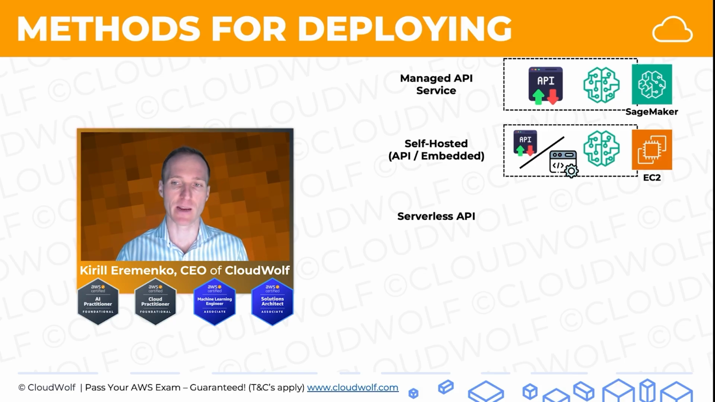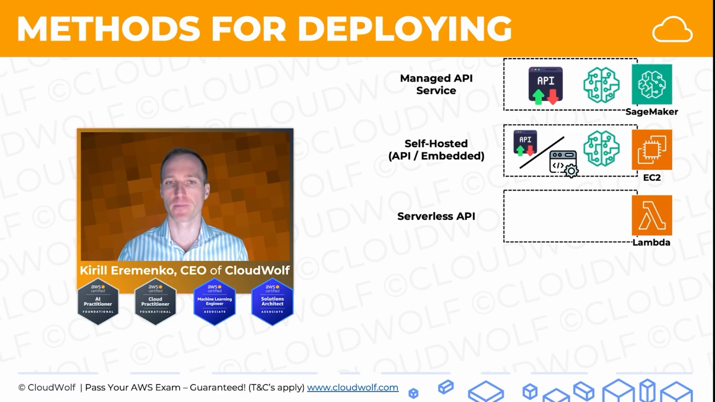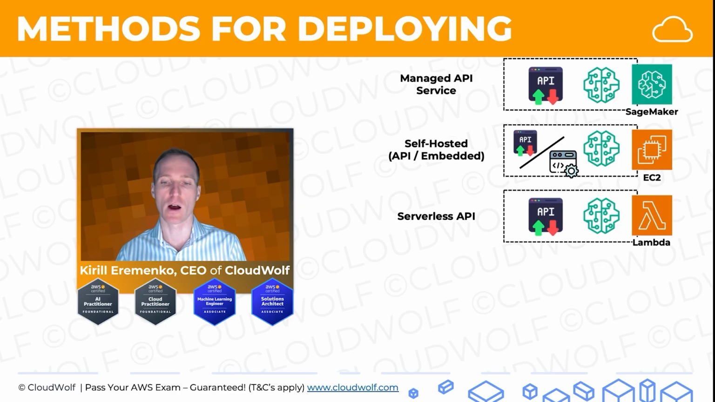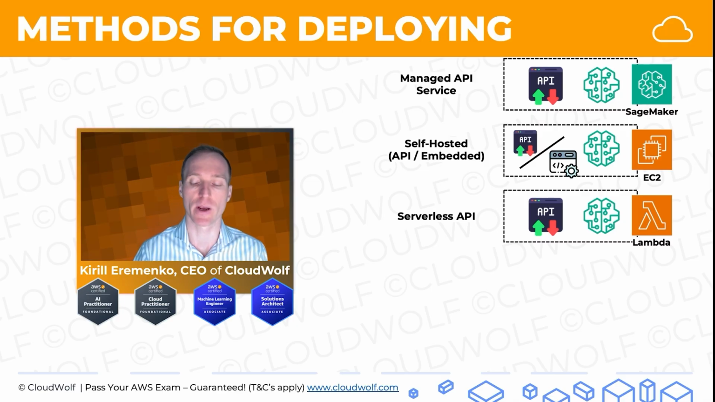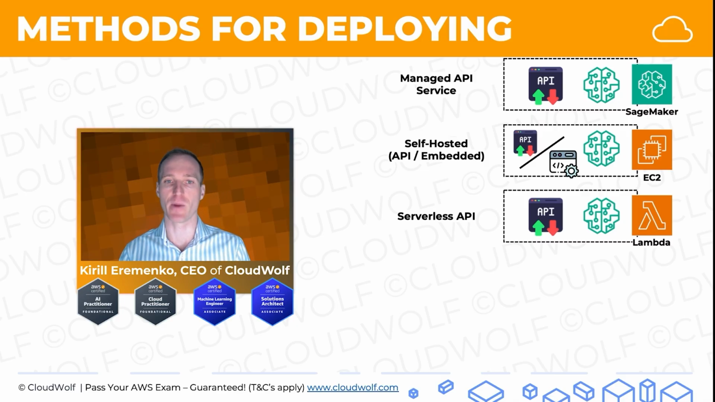The next one is Serverless API, very similar to the managed API service, but it's kind of like a hybrid, because here you're using Lambda, you're deploying your model, and you get an API that also scales, but it can be prone to cold starts. So be careful, because it's not always on. It's like an on-demand kind of thing. When somebody needs to use your model, it might take a few moments to get it going, because it's not the same as a managed API service where it's always on.